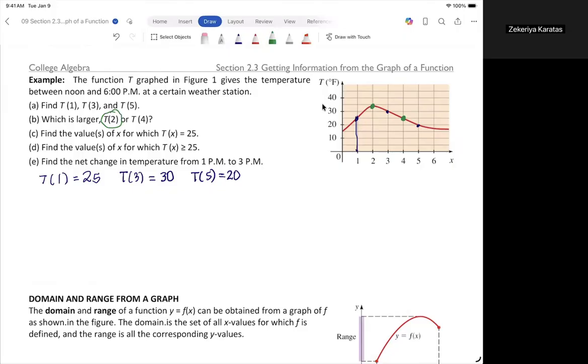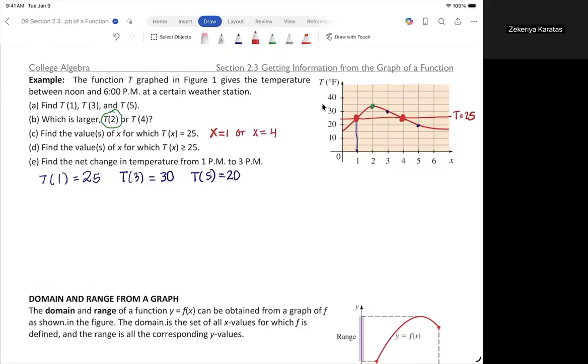Then it says for which x values is T of x equal to 25. Here's a nice way. You can draw the line at 25, which is like when the temperature is 25. Now you determine the corresponding x values for the intersection, which is here and there. That's going to be 1 and 4. So we get 1 here and 4 here, two of them.